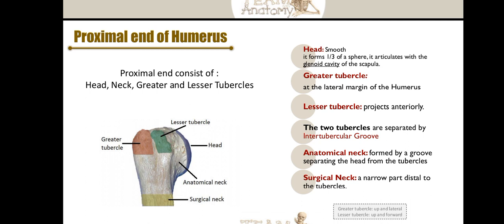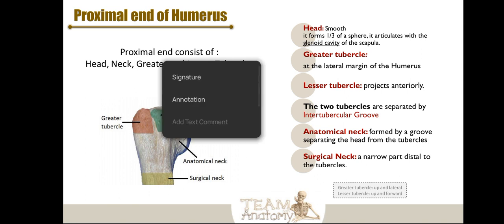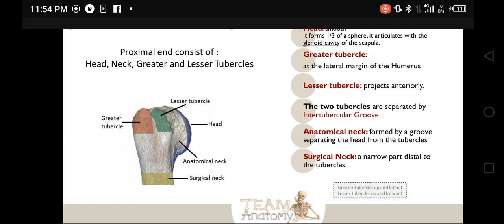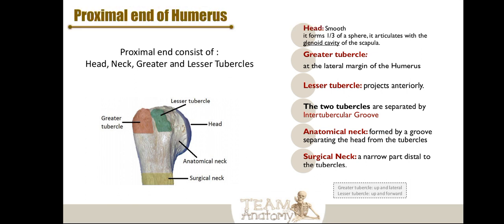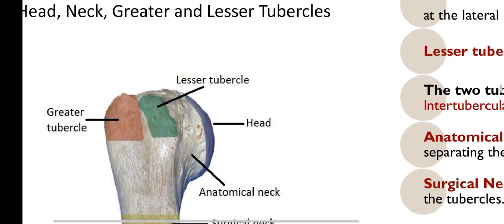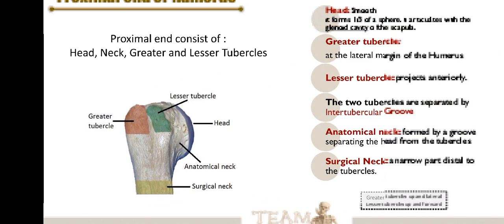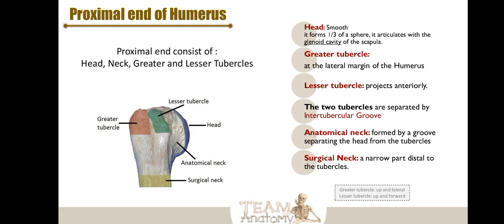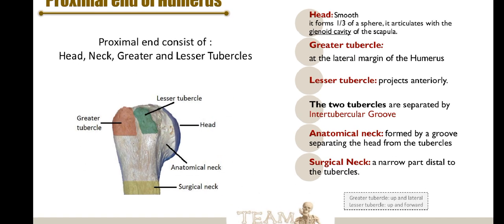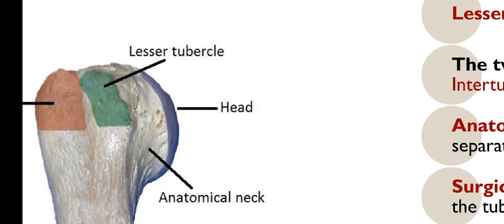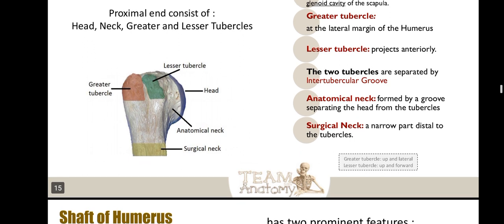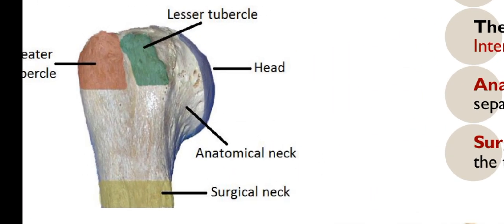Now, talking about the head, it is formed by one third of a sphere. It articulates with the glenoid cavity of the scapula. The greater tubercle is the lateral margin. Lateral, away from the midline. From this picture, you could see that. Putting this bone on the medial side, the head will articulate with the glenoid fossa of the scapula, so the head is on the medial side. If the greater tubercle is opposite the head, then the greater tubercle is lateral. Then the lesser tubercle projects anteriorly. The lesser tubercle is not medial. Check this, it is coming out of the bone. It projects anteriorly.